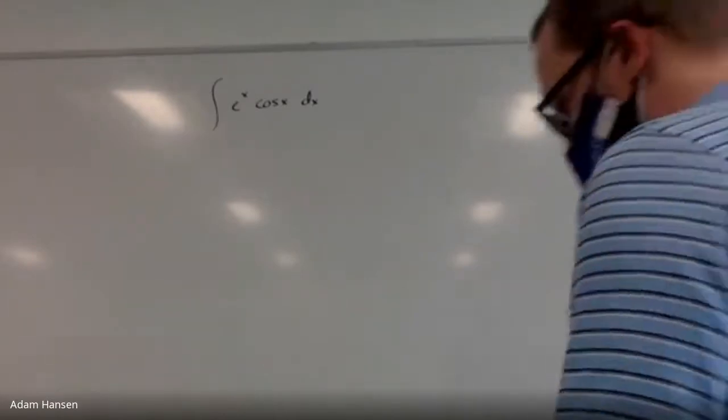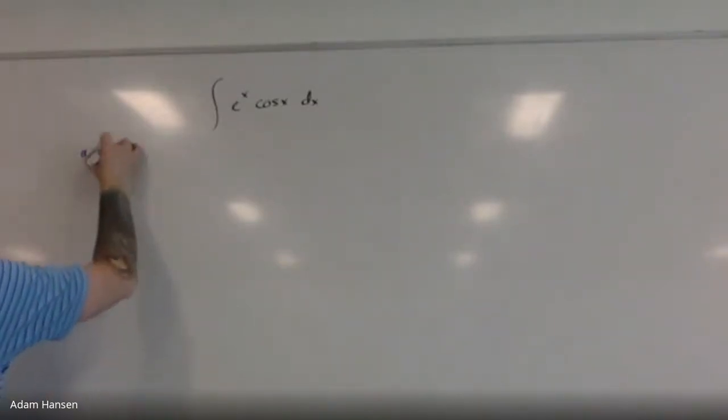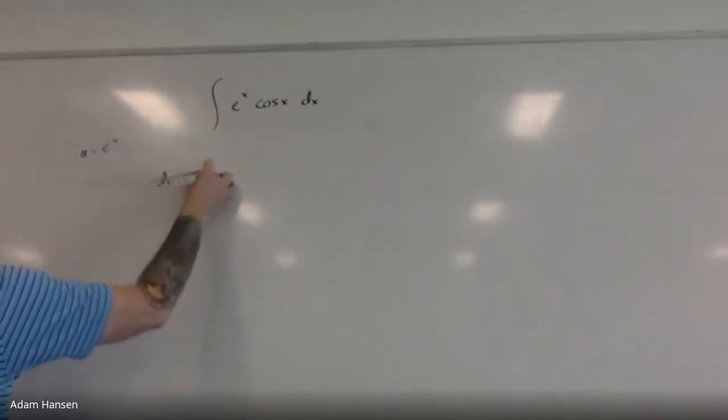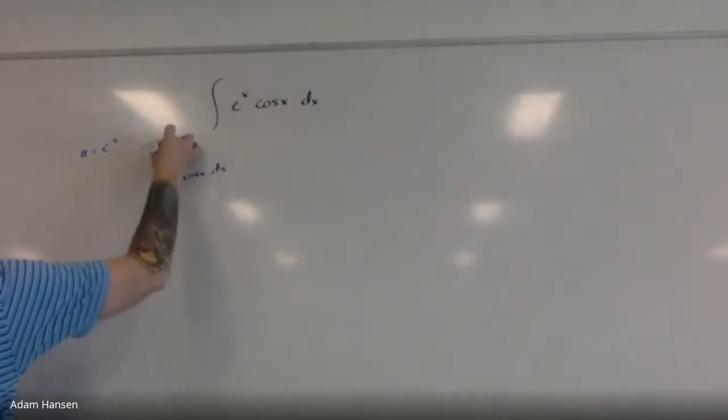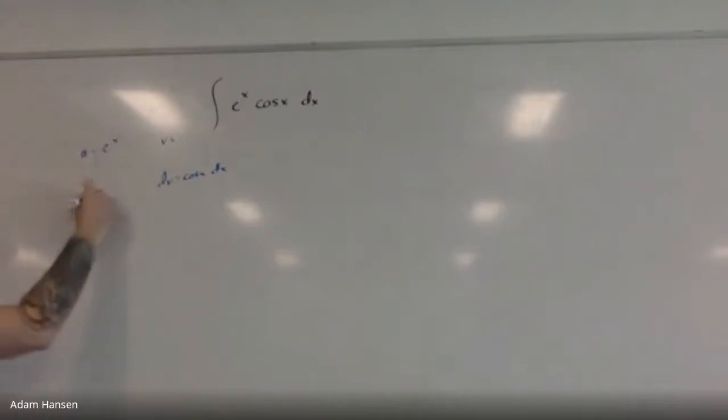How do you want to start? What would u and dv have to be here? U should be e to the x, okay? So then dv is the other part. Well, that's an easy derivative. The derivative of e to the x is another e to the x dx. What is the antiderivative of cosine? Sine.